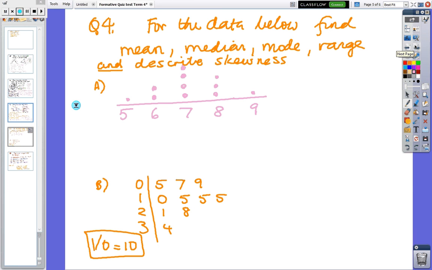Okay, so we're looking at some statistics. These won't be quick ones, like we're going to do mean, median, mode, range, and describe the skewness. Okay, so we've got a dot plot and a stem and leaf.